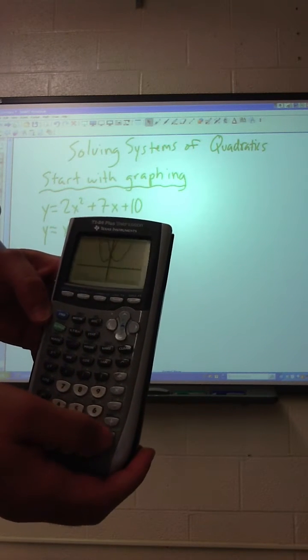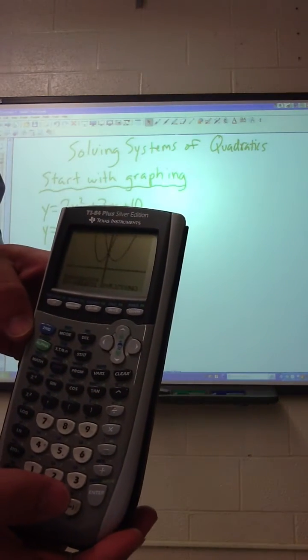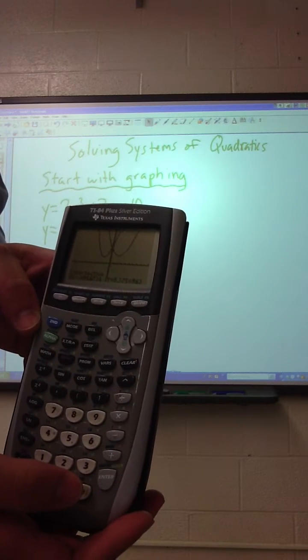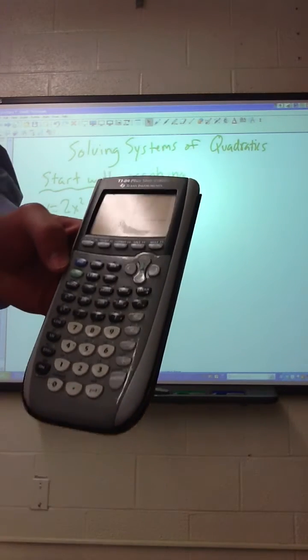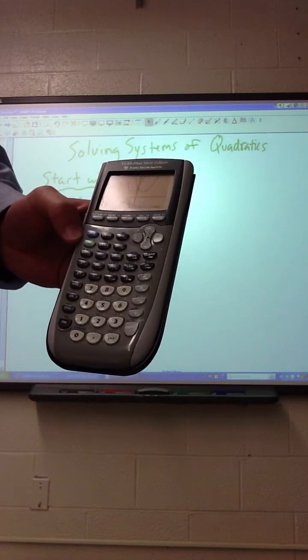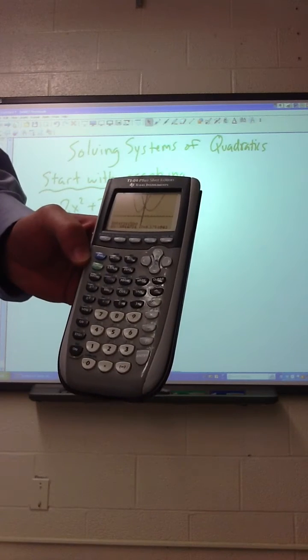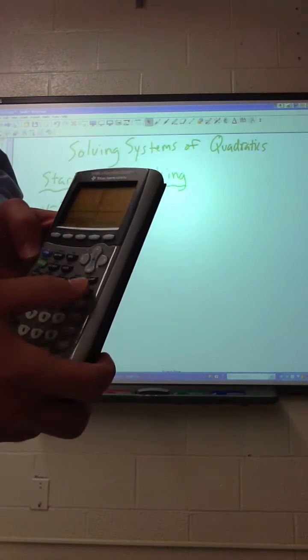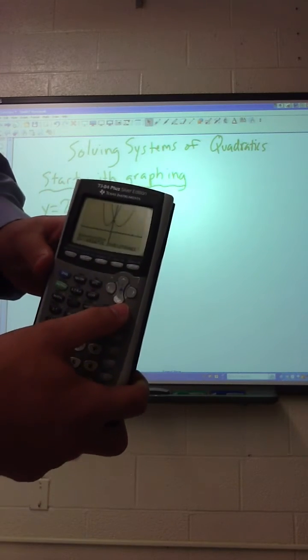Hit enter once more for the guess, and it'll give you an intersection point of negative 0.091 for x and y as 9.375. So we could get our coordinates as, say, negative 0.1 and 9.4. All right, so that's just the graphing method. Obviously, you can do it by hand, but the calculator is much easier.